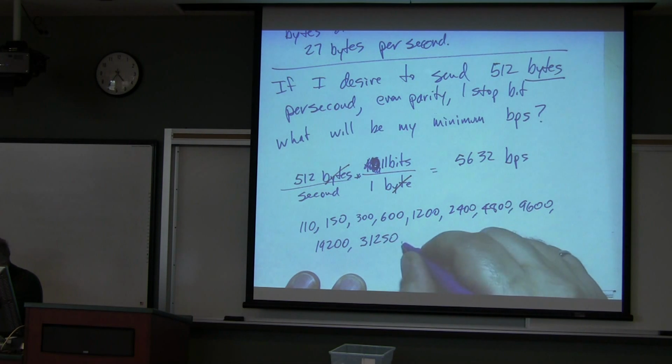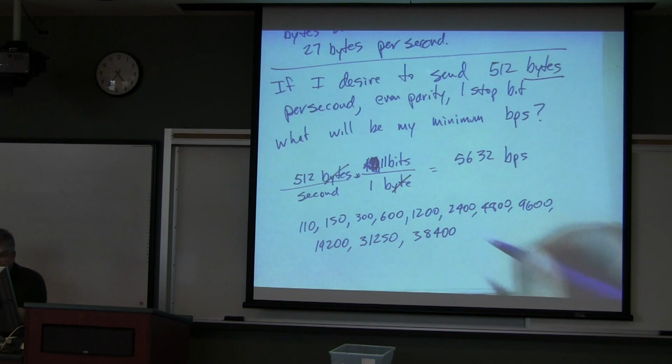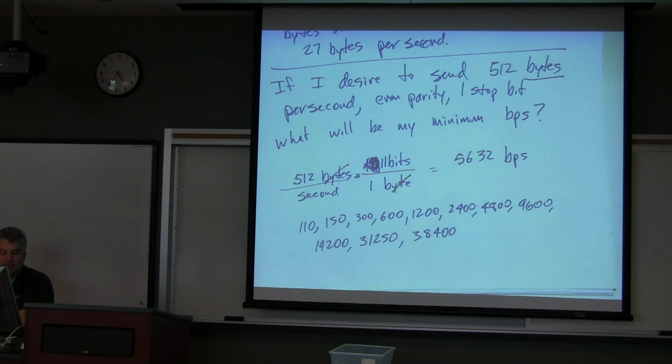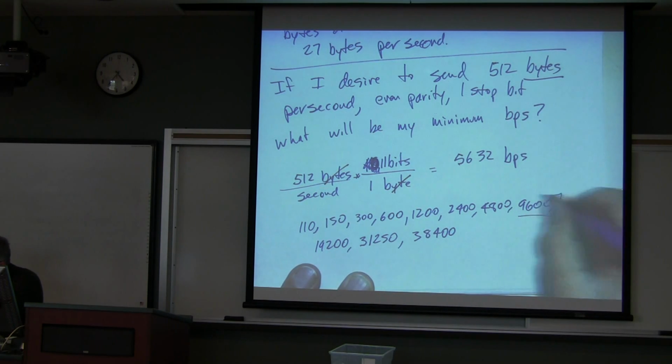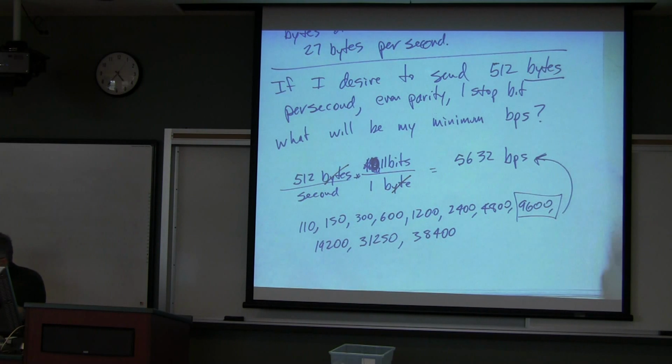3125, this is where it gets a little bit funky. And then 38400. I'll go into more detail of this later. These are examples, by the way. So, if I were to choose one of the standards, which one would I choose? Obviously, I want to choose 9600 because I said minimum. So I would send it at 9600.